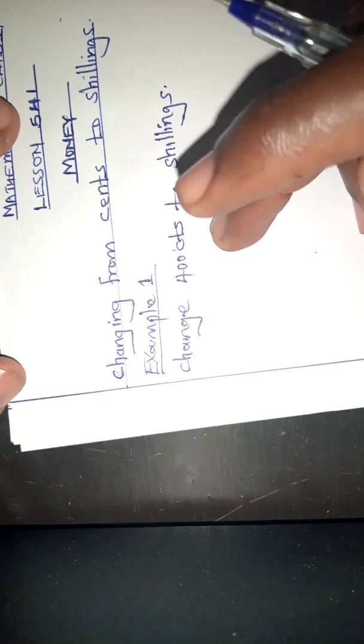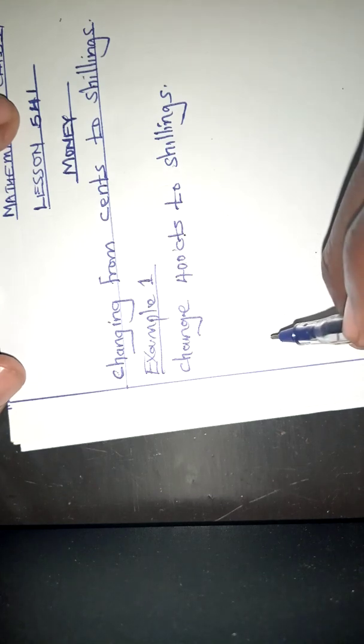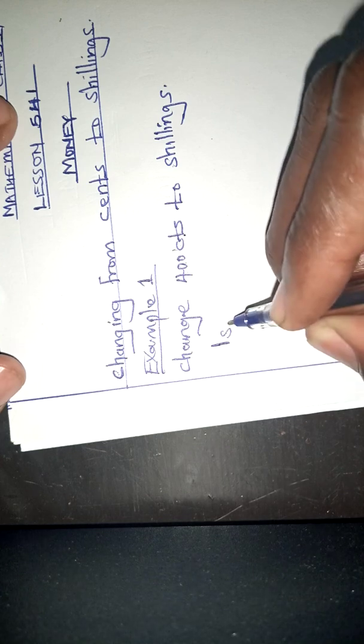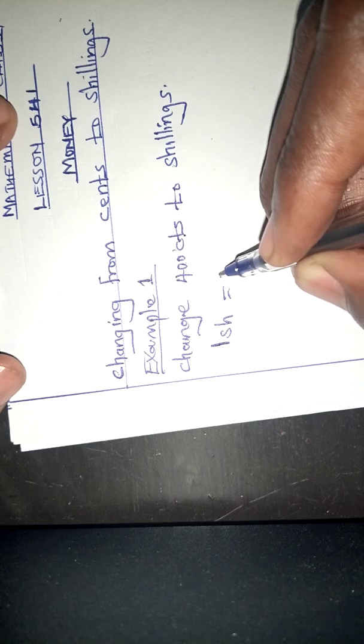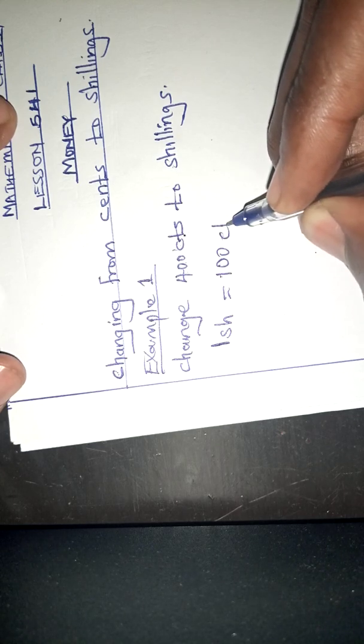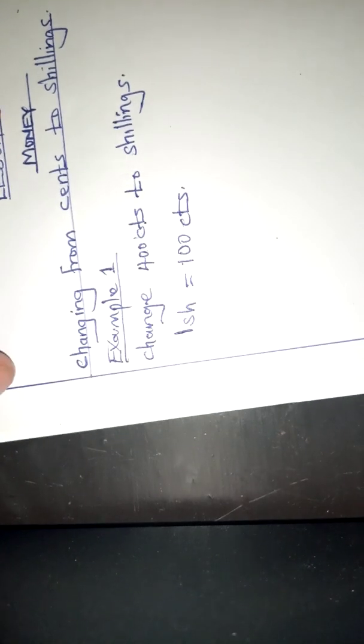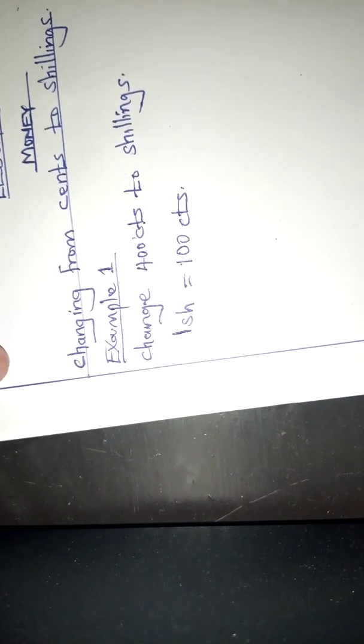Let us look at example 1, whereby they tell you change 400 cents to shillings. Here, first of all, 1 shilling is equal to 100 cents. This one shilling is always equal to 100 cents. So if you want to convert cents to shillings, you have to divide the cents which have been given by 100.